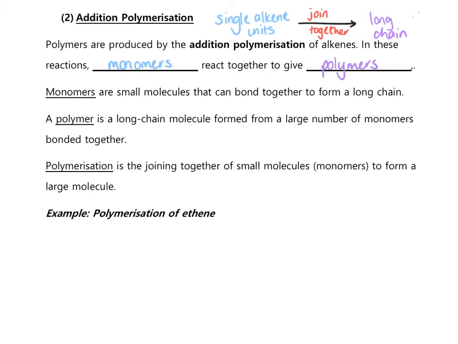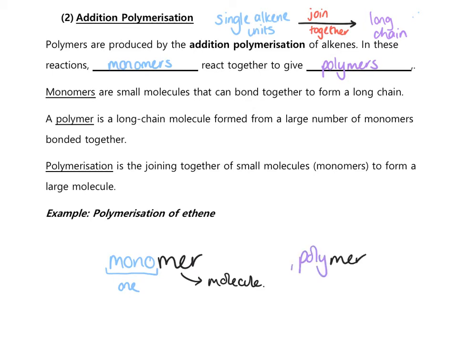And polymerization is the process essentially. Polymerization is the joining together of small molecules, monomers, to form a large molecule. And that word monomer literally means one molecule. So remember when we are naming things like carbon monoxide, monoxide means one oxygen. So mono means one. Think of a monobrow as essentially one eyebrow. Monomer means one and mer means molecule. So monomer means one molecule.